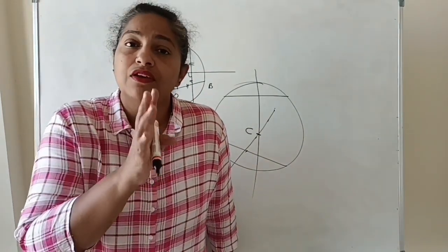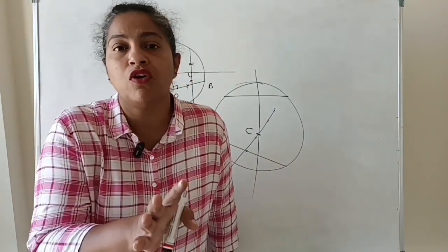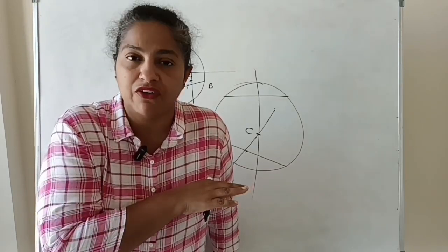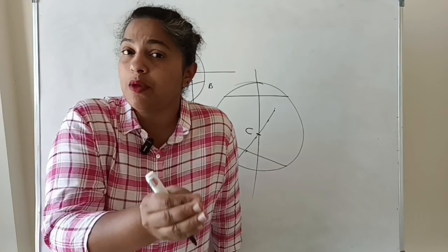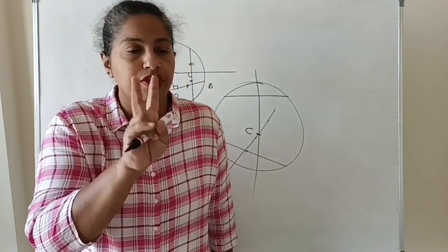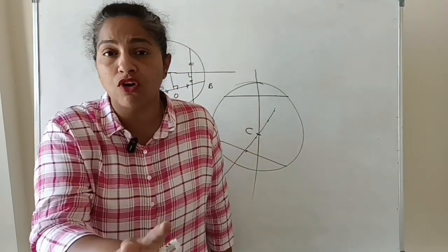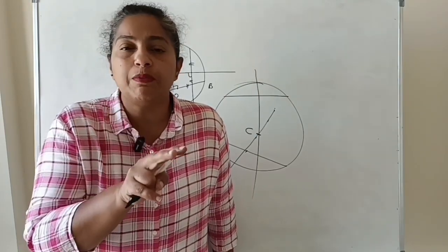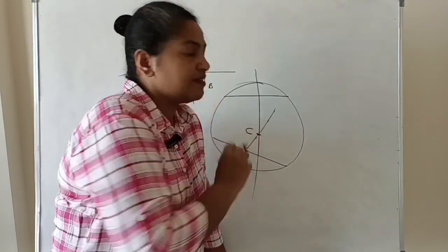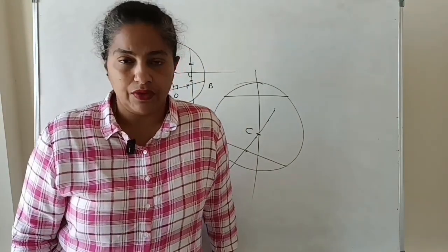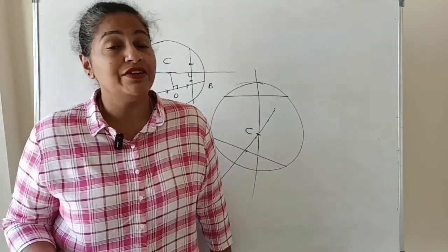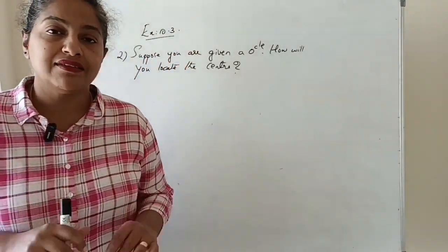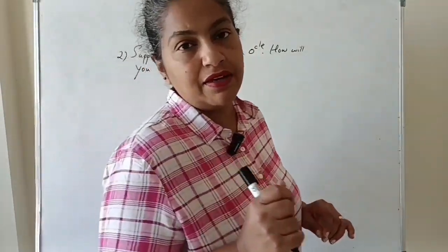Clear? Two lines or any number of chords you are drawing, if you draw the perpendicular bisector, it will inevitably pass through the center. For locating the position of a center, how many lines do you need? You need only two lines or two chords of a circle. Draw the perpendicular bisector so that both of them will pass through the center. So you have an intersecting point. Okay. So that is one of the main results that we are getting from these two theorems.